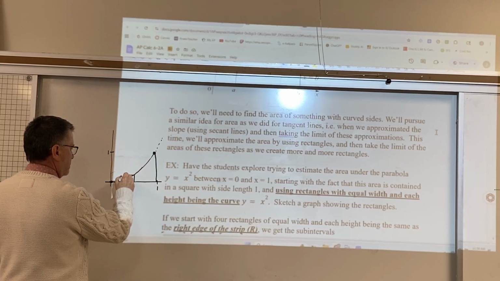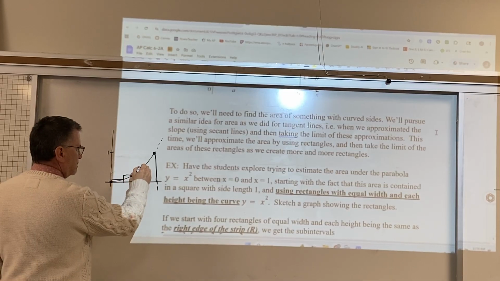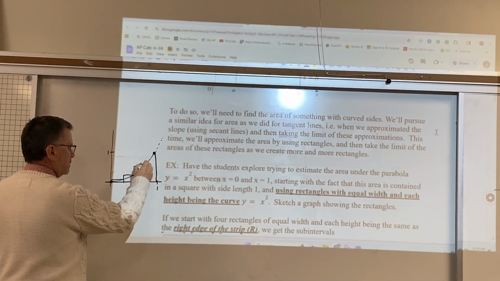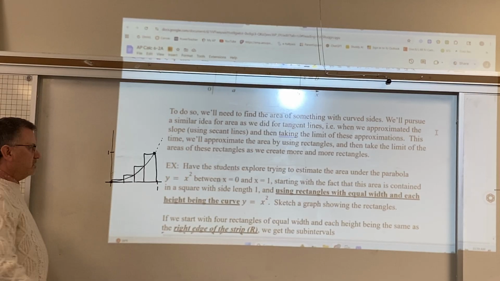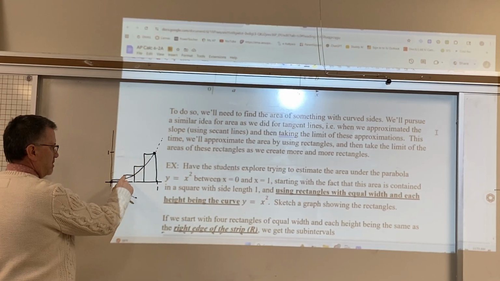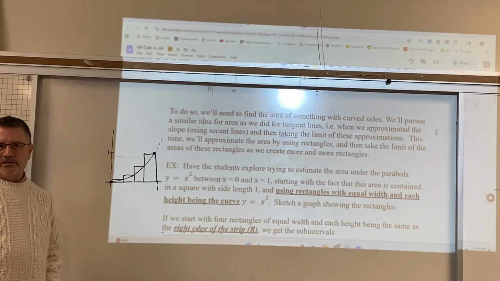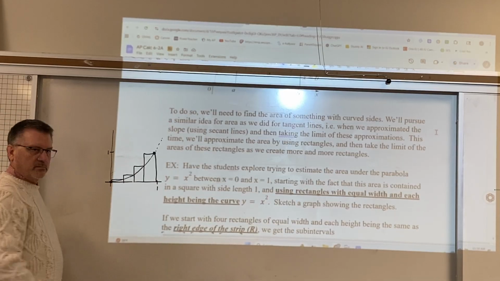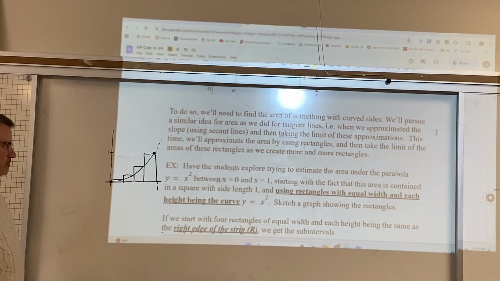Let's see, this one, and then this one. And that's probably a better estimate. Still an overestimate, but I probably don't have as much of this space anymore. You can imagine, well, let's change it to 10 rectangles. That's probably even better. 50, probably even better. 100, probably even better. Okay?